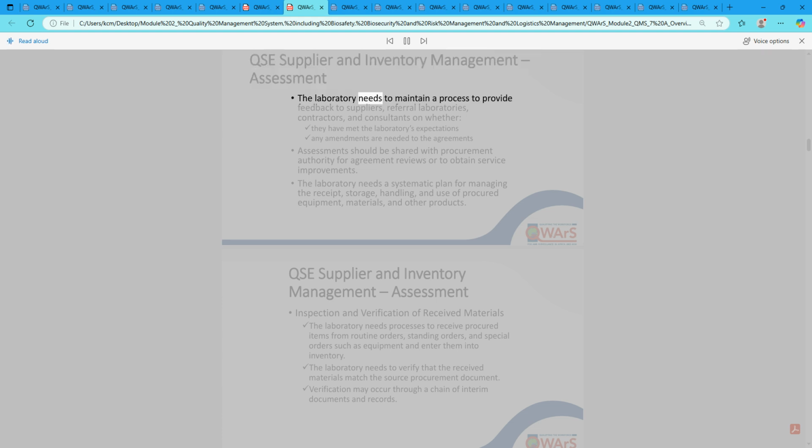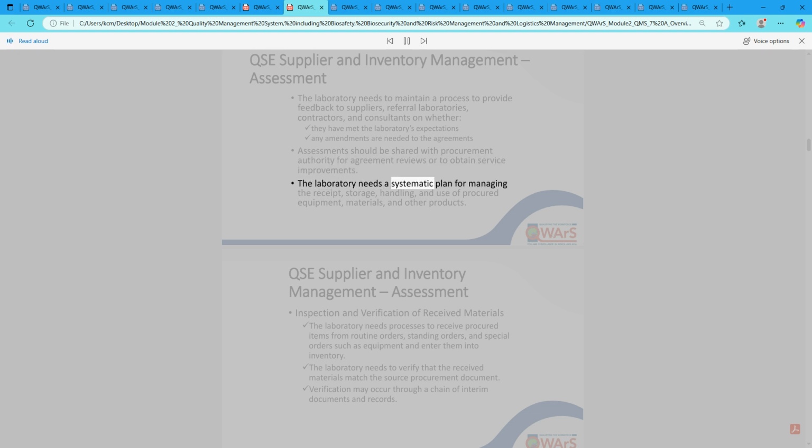The laboratory needs to maintain a process to provide feedback to suppliers, referral laboratories, contractors, and consultants on whether they have met the laboratory's expectations, and whether any amendments are needed to the agreements. Assessments should be shared with the procurement authority for agreement reviews or to obtain service improvements.